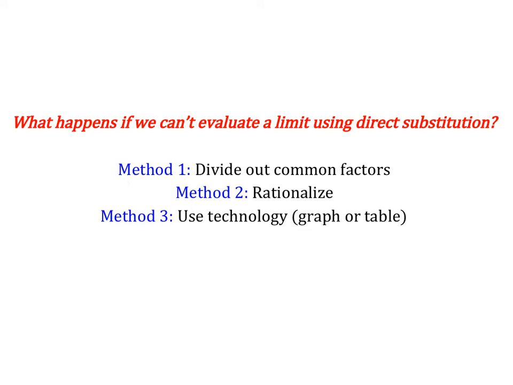So one method that we can use is we can look for common factors in a rational expression to factor out. Then sometimes the remaining expression we can evaluate using direct substitution. Another method we can try when we have radicals is we can try to rationalize either the numerator or the denominator, and this is by multiplying by the conjugate. Now this will give us a new function, or a function that looks a little different, and oftentimes that new function we can evaluate using direct substitution. And then, of course, if those methods don't work, we can always use technology. We can use a graphing utility to either evaluate the limit using a graph or a table of values.